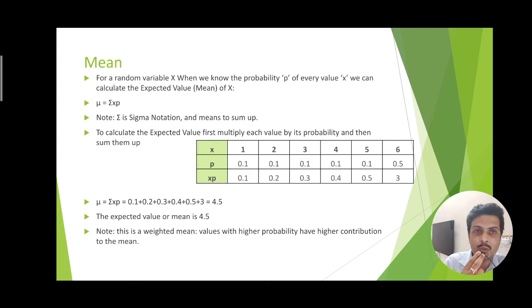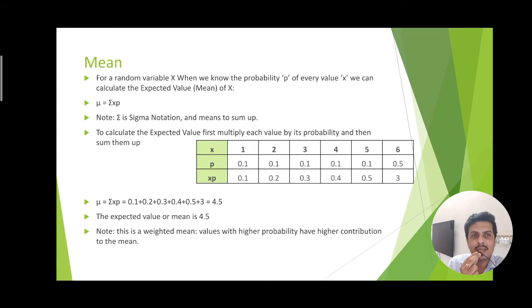An example is shown with the table where the random variables are numerically assigned 1, 2, 3, 4, etc. The probability P is given in the second row, and the product X and P are shown in the third row. Now, if we take the algebraic sum of the product XP, we can find out the statistical mean. So the expected value of the statistical mean as derived here is 4.5.